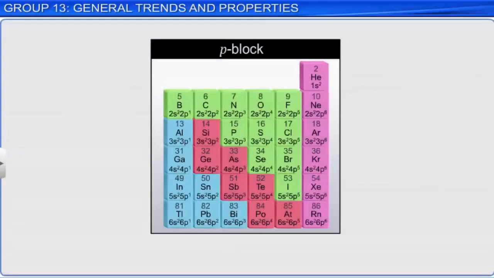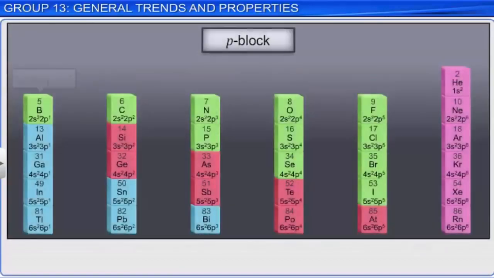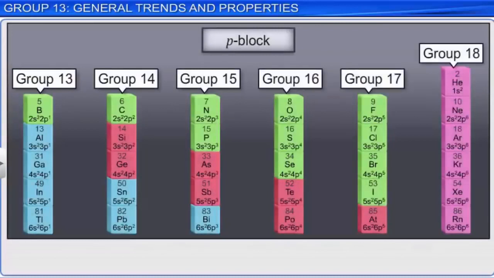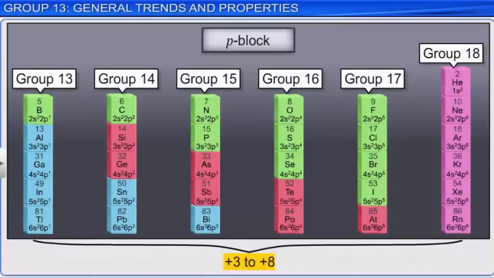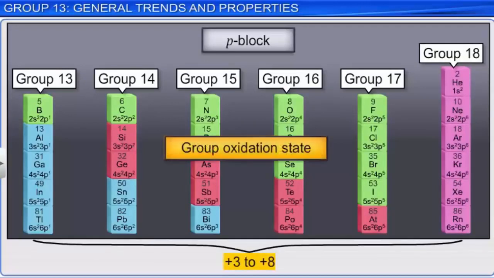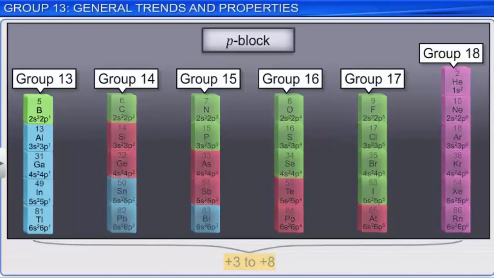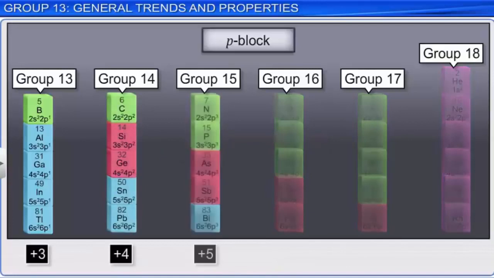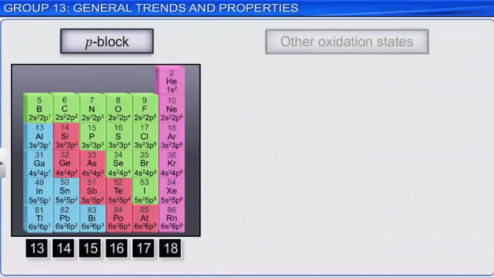For p block elements, the maximum oxidation state is equal to the total number of valence electrons. So, as we move from group 13 to group 18, the maximum oxidation state rises from +3 to +8. This is sometimes called the group oxidation state. For the boron, carbon, and nitrogen families, this is the most stable oxidation state for the lighter elements in each group. However, other oxidation states are possible for each group.